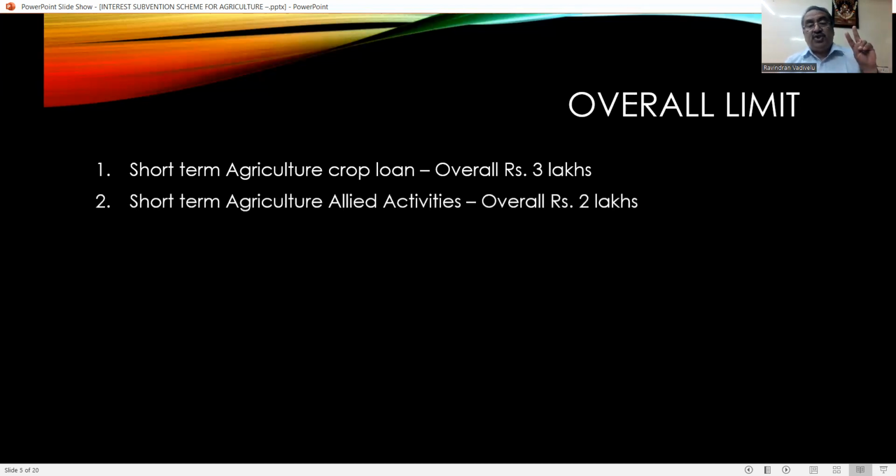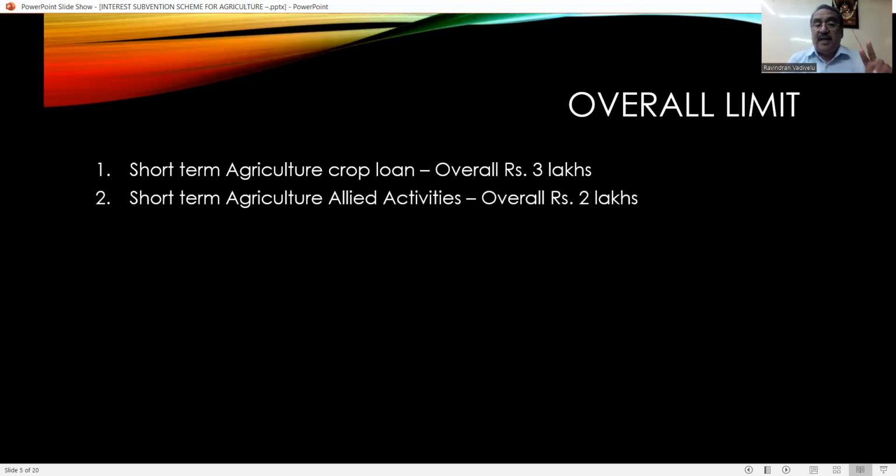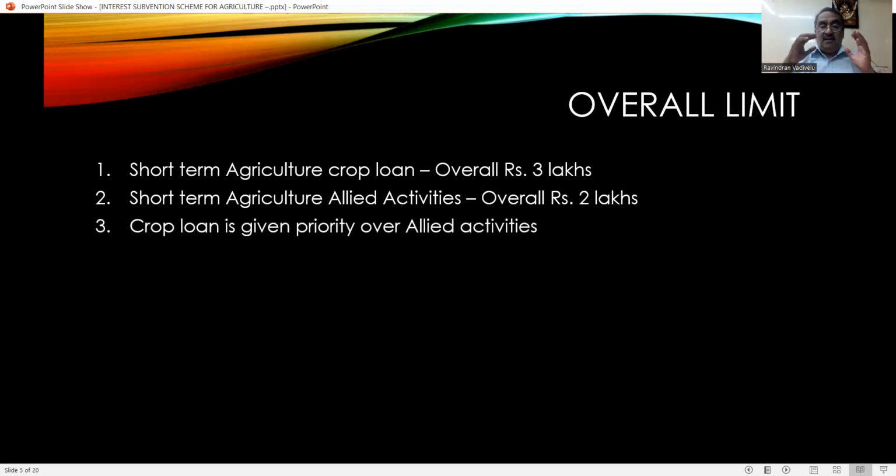For allied activities, it is 2 lakhs. For short-term agricultural allied activities, the overall limit is 2 lakhs. And when the allotment is concerned, that is, what is eligible for IS, the crop loan is given priority and allied activities come next. So for short-term crop loan, it is 3 lakhs. For allied activities, the overall limit is 2 lakhs; that is, the eligibility should not exceed 2 lakhs. But when both loans have been given, the first priority you have to give to the crop loan.